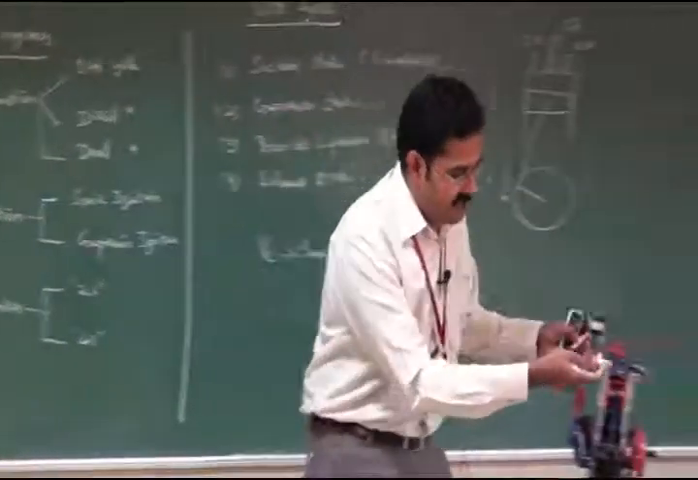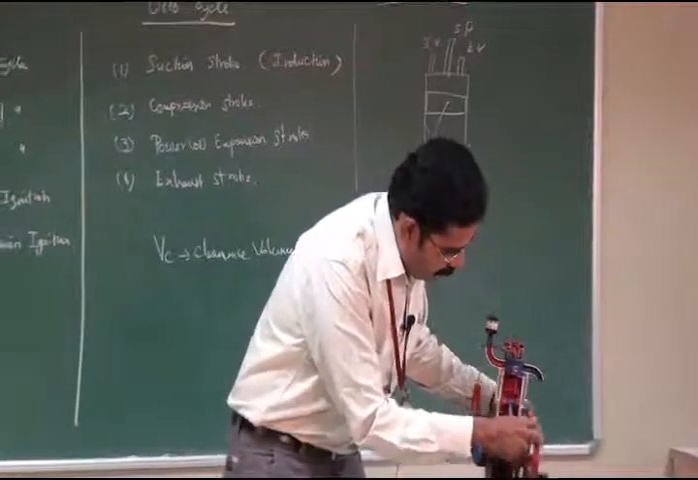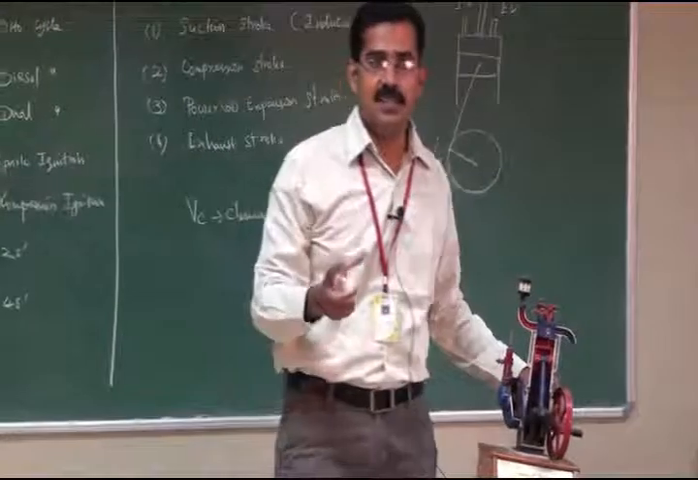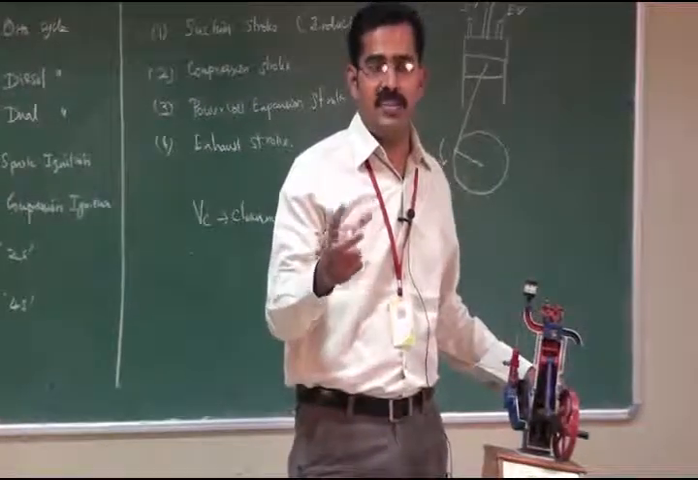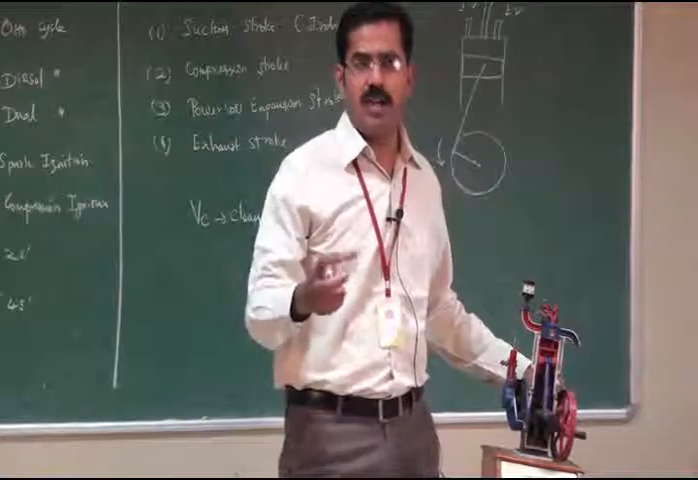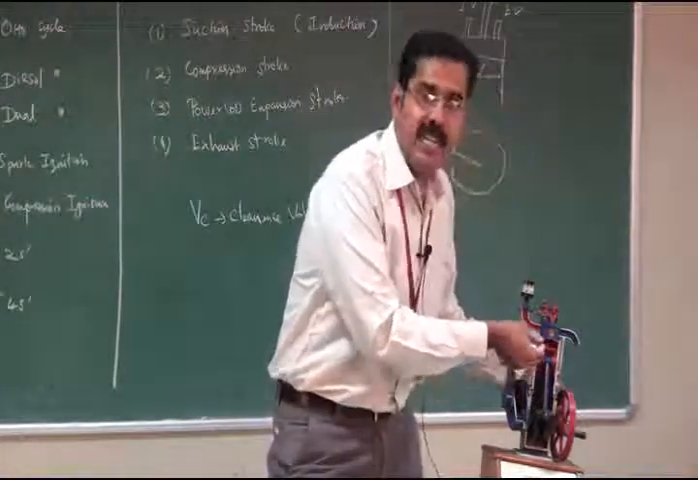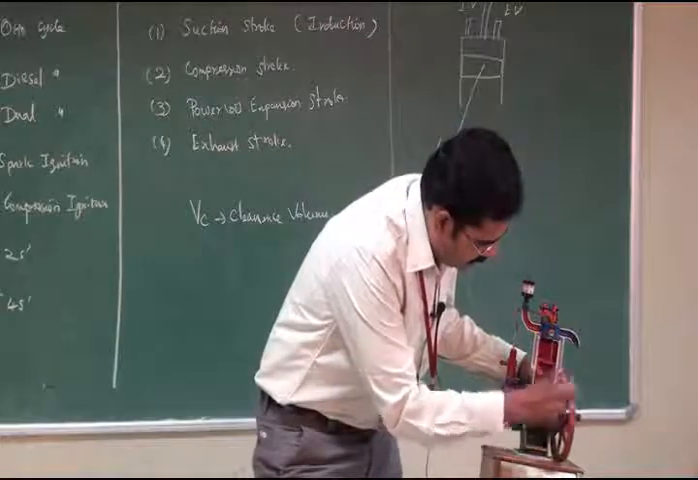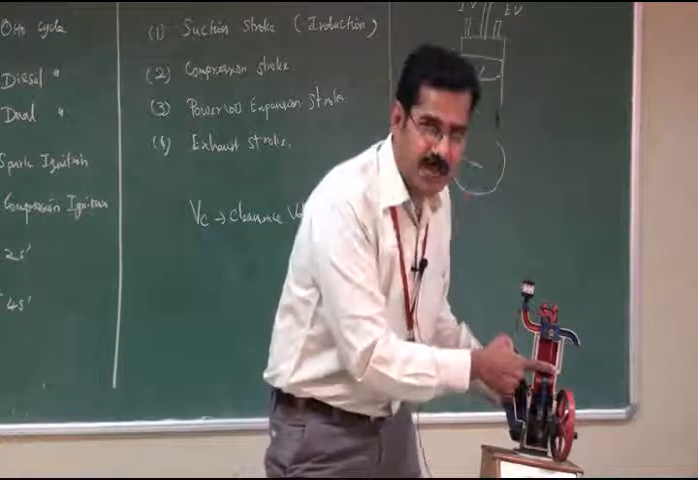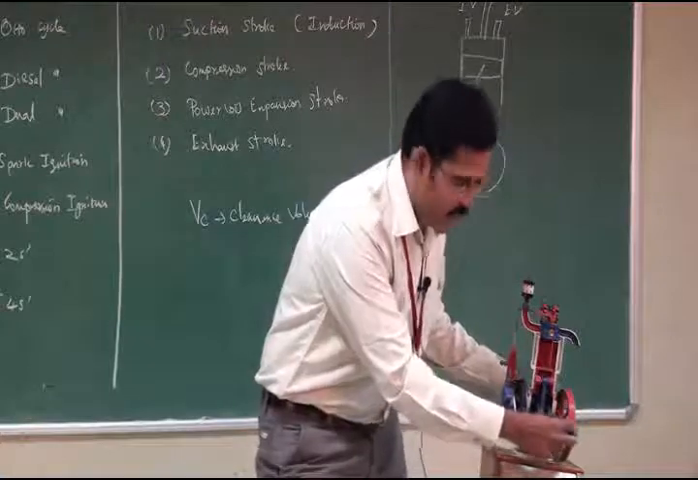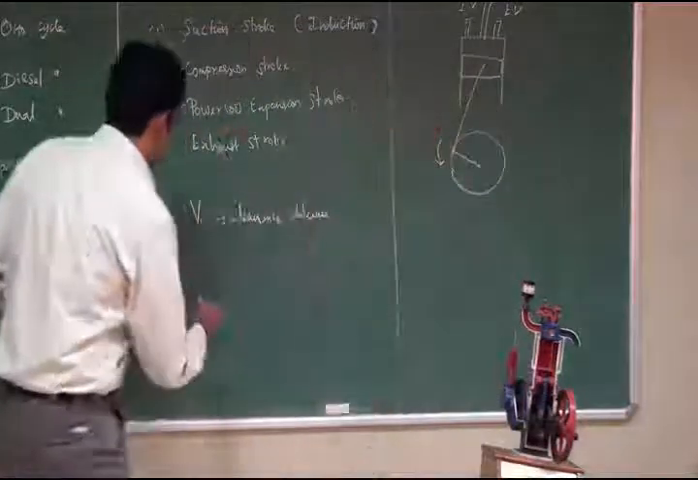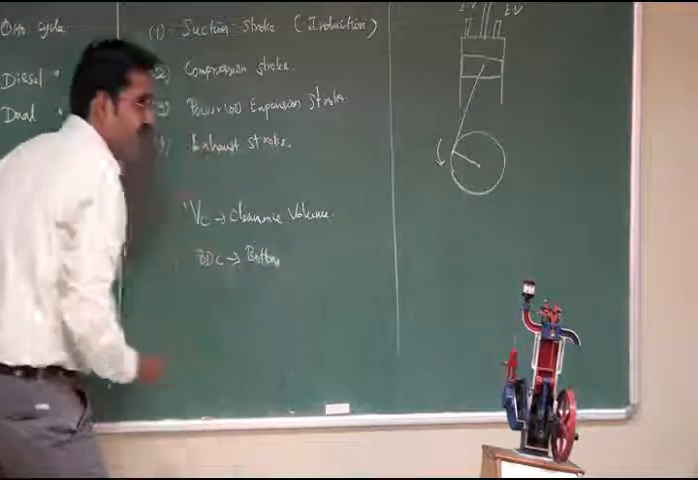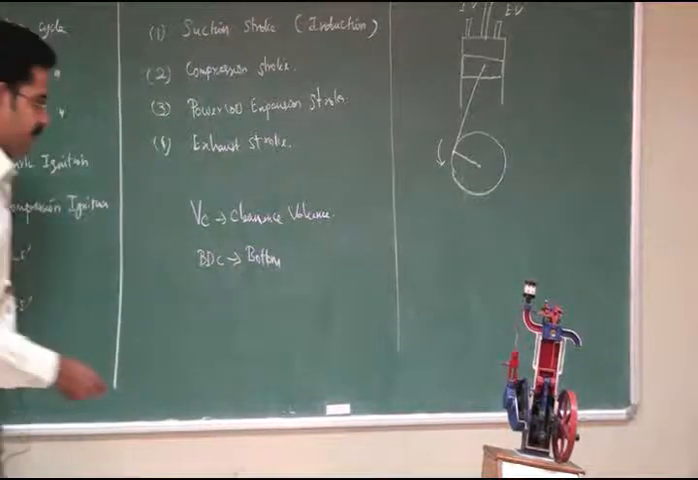In the clearance volume only the combustion process is carried out. That is, the burning of high pressure and high temperature gases gives an enormous amount of force or thrust, which happens in the clearance volume only. Now, when you are rotating the flywheel continuously, the piston moves downwards. At one position the piston stops and returns back upwards. That position is called bottom dead center. That is, bottom dead center is the maximum position of the piston when it is moving downwards.